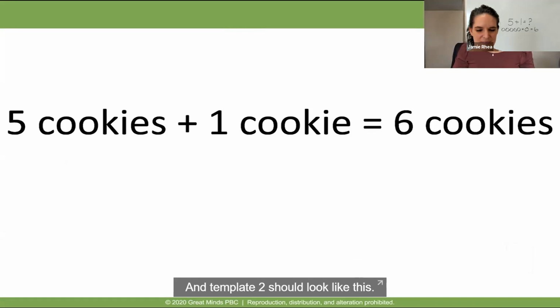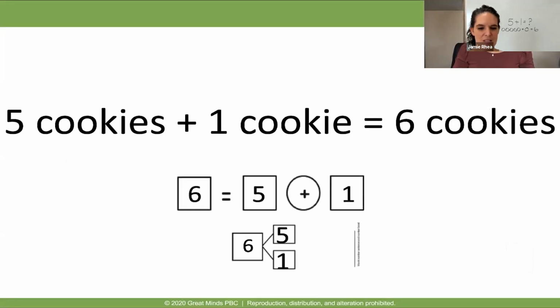And template 2 should look like this. So let's fill in our template. We have our number sentence, but we can now fill this part in with our 6, and we can make a number bond. So let's make a number bond. 6, 5, and 1. Because remember, I ate 5 cookies, then I decided I was going to eat 1 more, and then I ate 6 cookies. Yum.